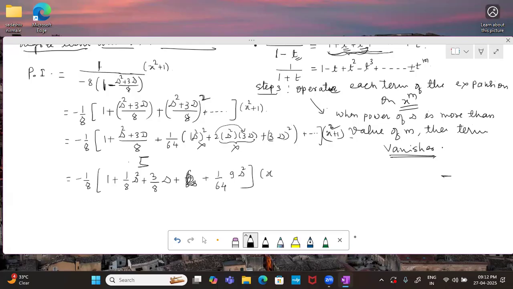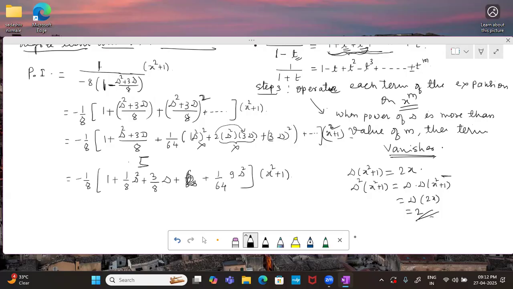And operating on x square plus 1. Now, what is the meaning of d of x square plus 1? D of x square plus 1 is derivative of x square plus 1. It is 2x. And d square of x square plus 1 means double derivative of x square plus 1. Derivative of x square plus 1 is 2x. And derivative of 2x is 2.